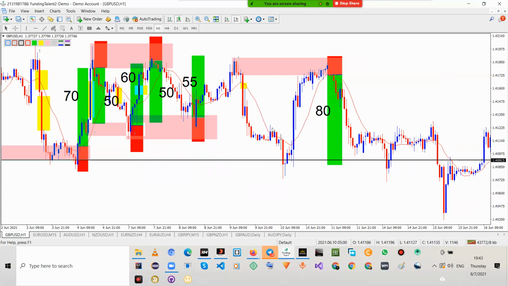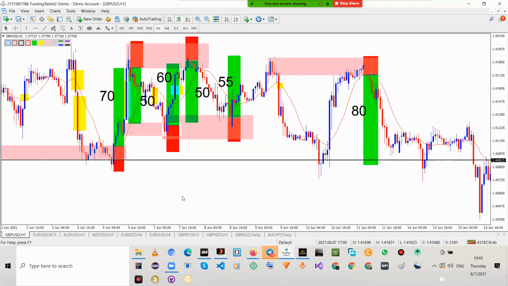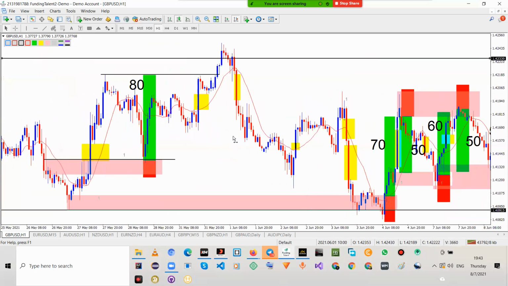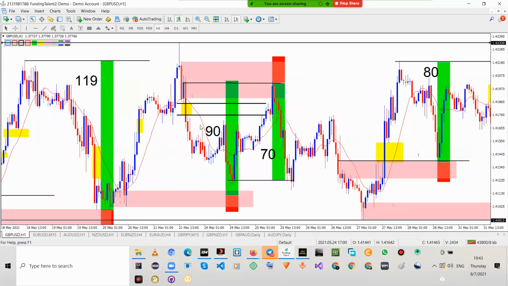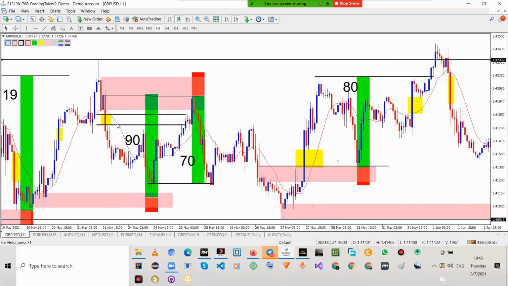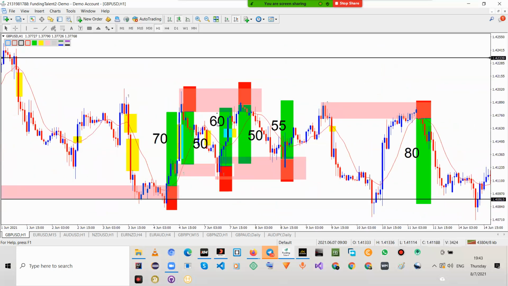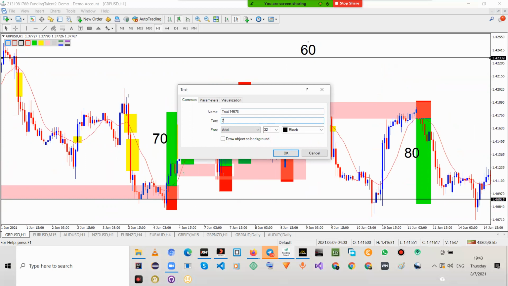So guys, that's 80 pips. I'm pulling out my calculator right here. 80 pips plus 55 plus 50 plus 60 plus 50, 70, 80, another 70, 90, then 119 pips, making it a total of 724 pips.